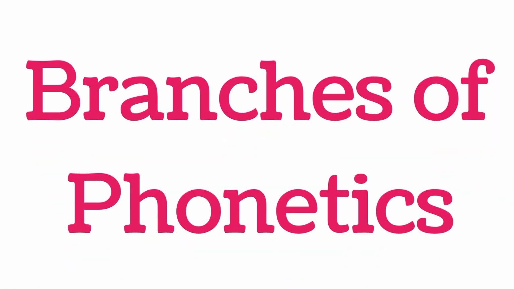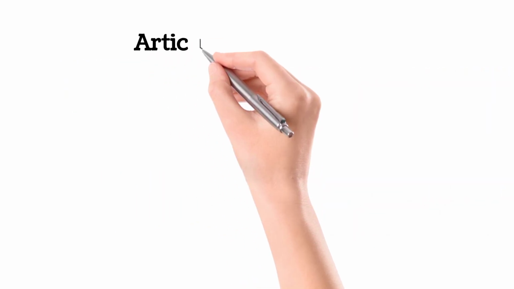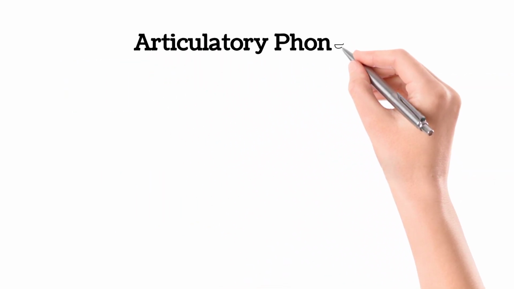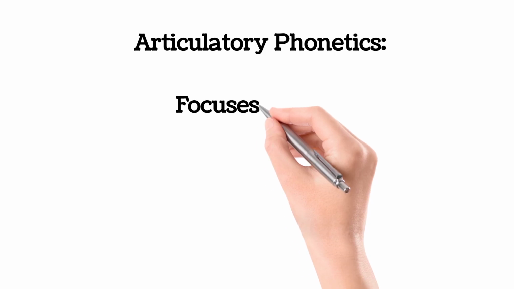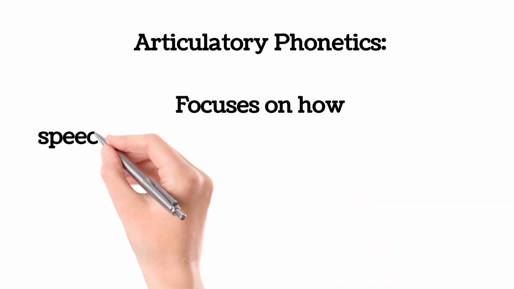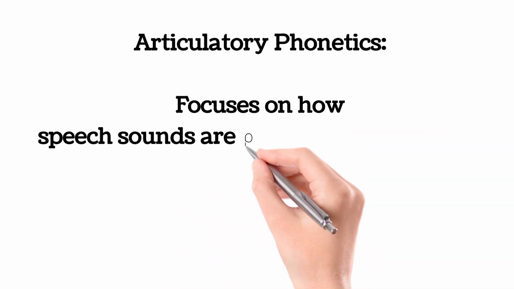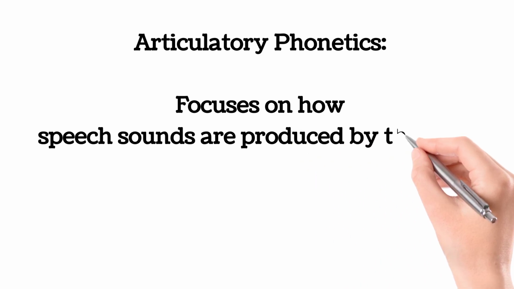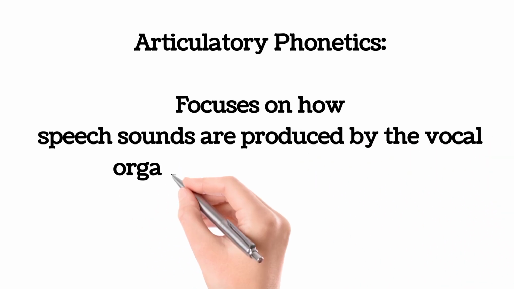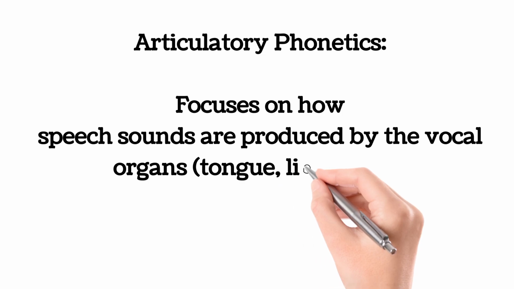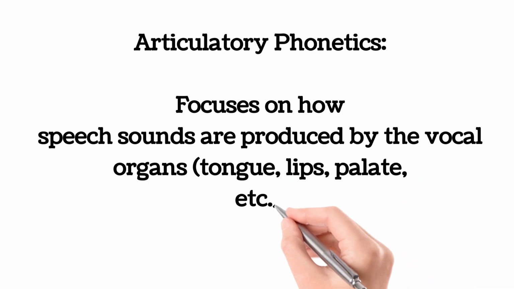Branches of phonetics. Articulatory phonetics focuses on how speech sounds are produced by the vocal organs: tongue, lips, palate, etc. Example: describing the T sound as an alveolar stop.